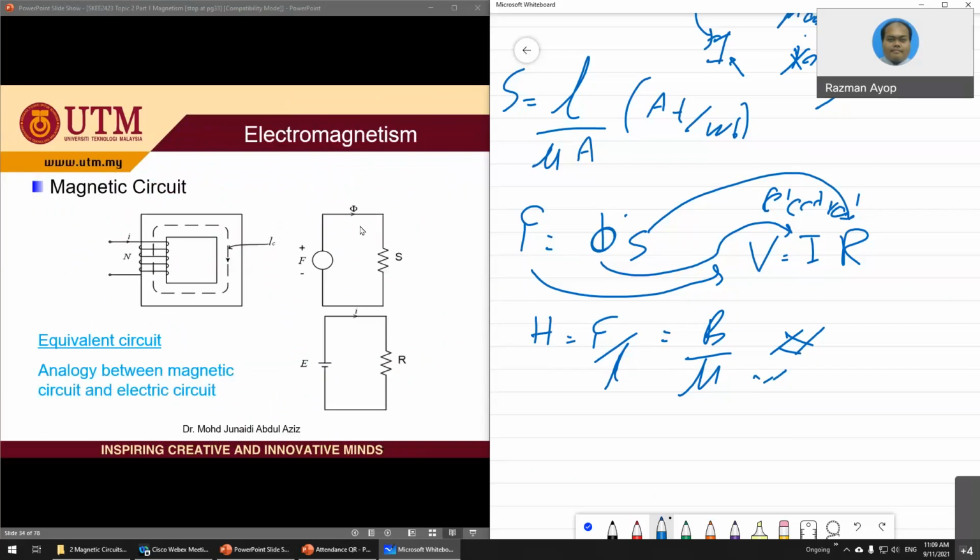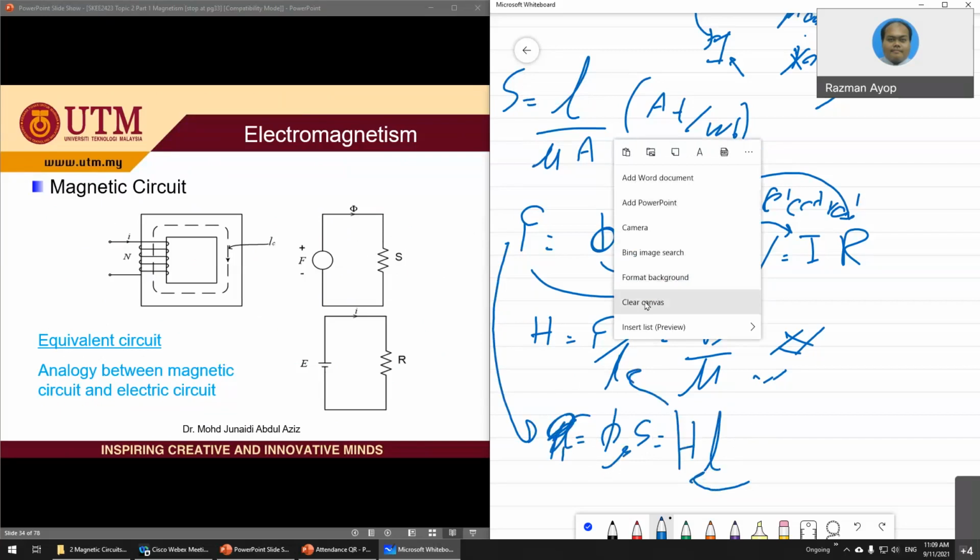And now we focus on the magnetic circuit. Before I forget, F equals flux times S, and also equals H times length. So sometimes we can use the reluctance, or sometimes we can use the magnetizing force. Okay, now we refresh back.